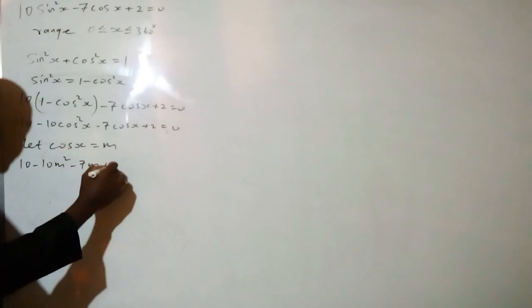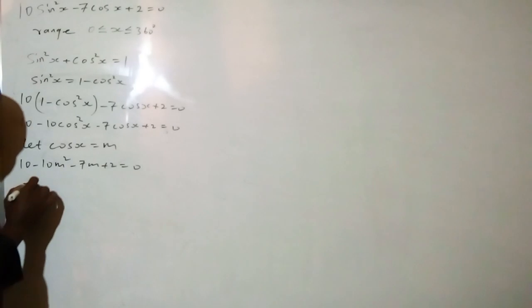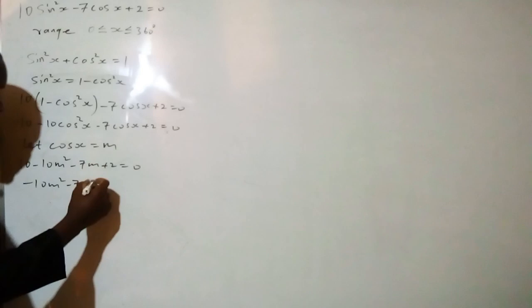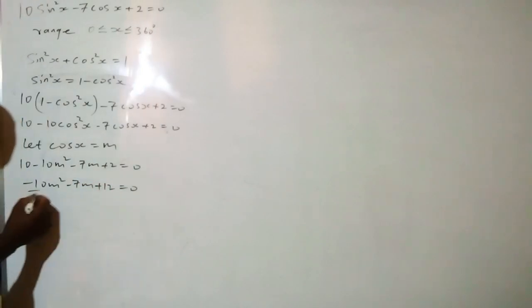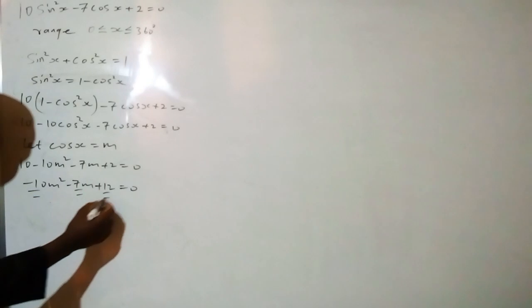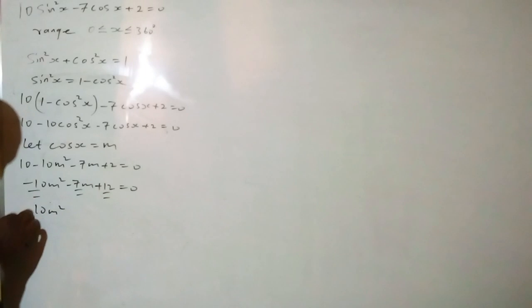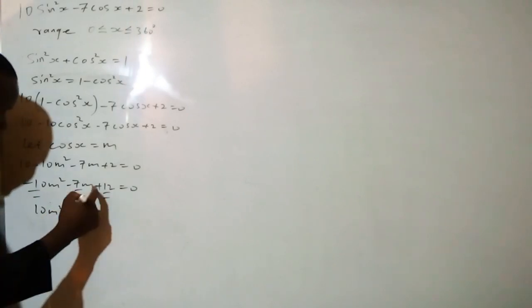And we are going to have 10 minus 10 m squared minus 7m plus 2 is equal to 0. We are going to arrange this equation in the form of a quadratic equation, that is ax squared plus bx plus c is equal to 0. So minus 10m squared minus 7m plus 12 is equal to 0. We can divide by negative, to have 10m squared plus 7m minus 12 is equal to 0.